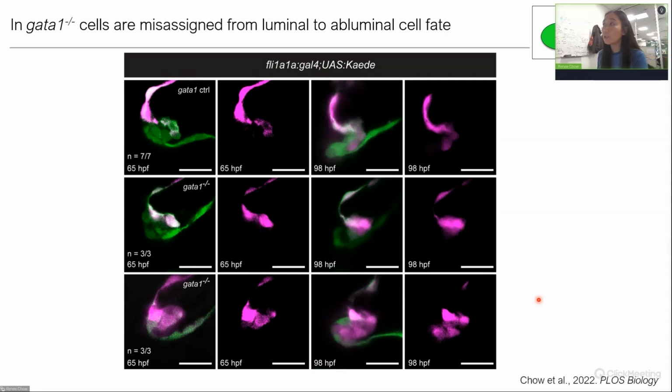I also performed photoconversion experiments. So here in the GATA1 controls, this layer of cells separates from this layer of cells, and you get these thin valve leaflets. In the mutants, some of these cells get stuck inside the cardiac jelly, and then they proliferate, and you end up having these thick hyperplastic valve leaflets.